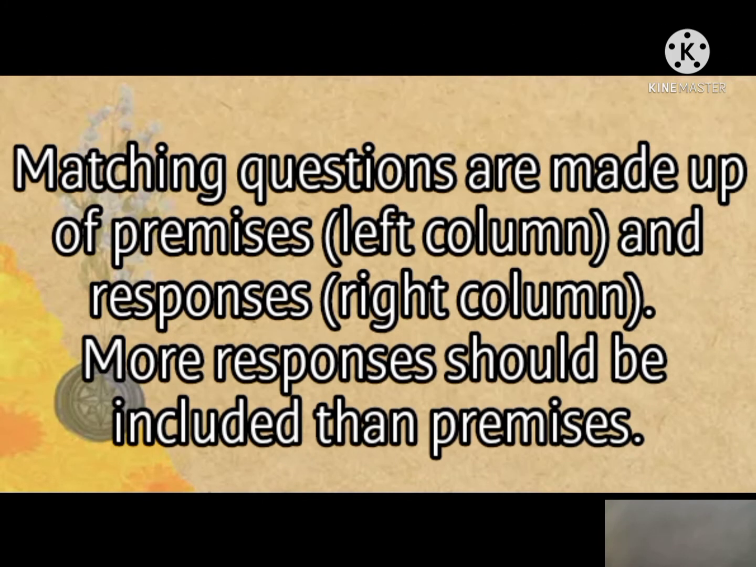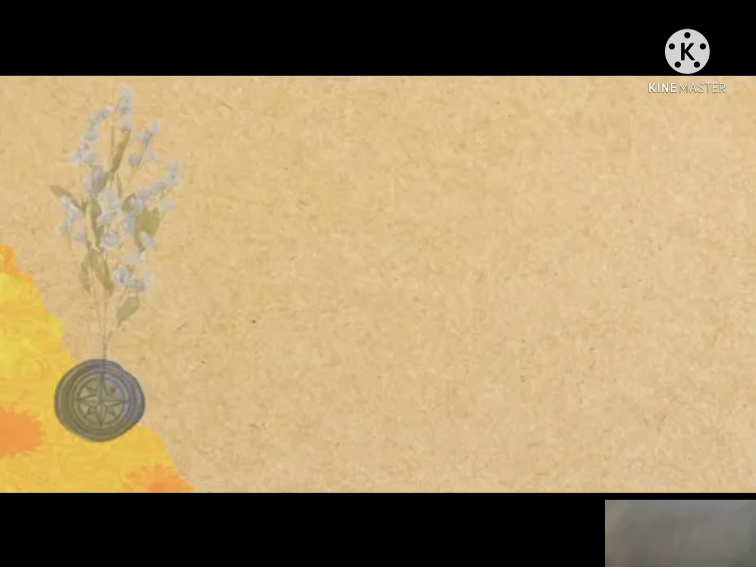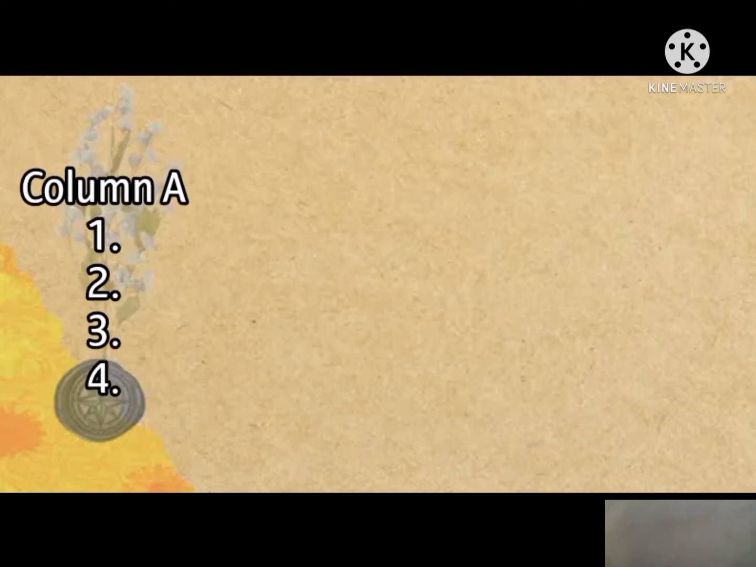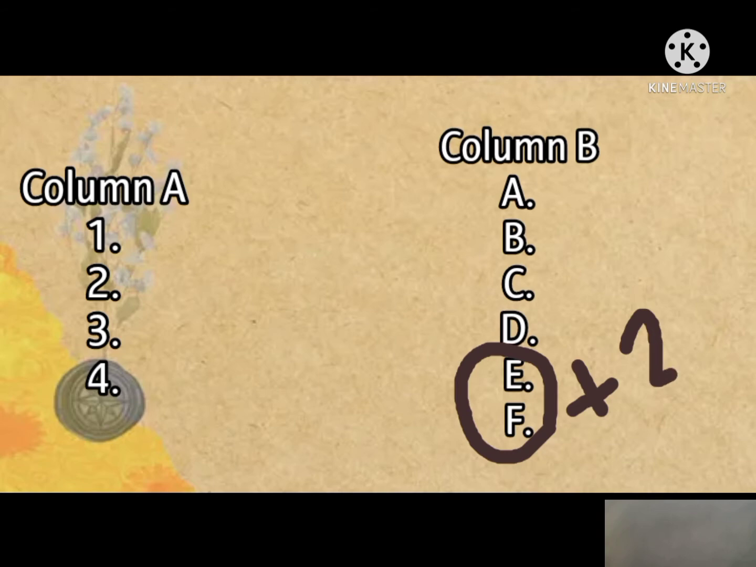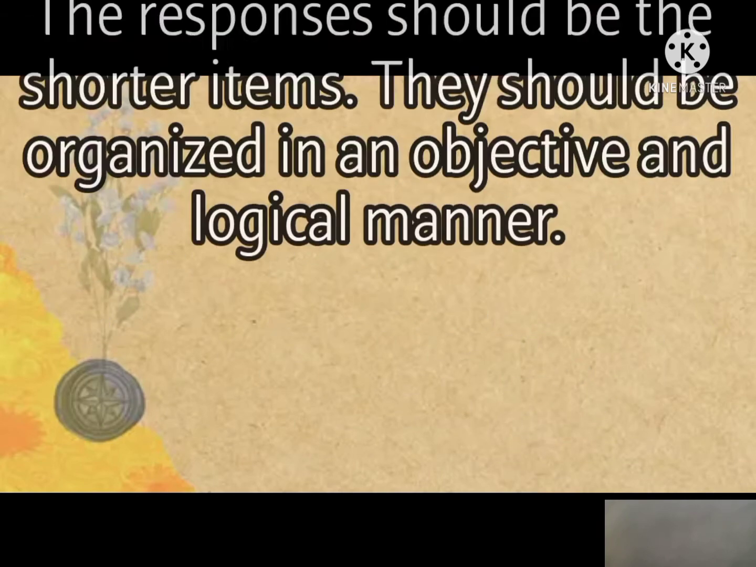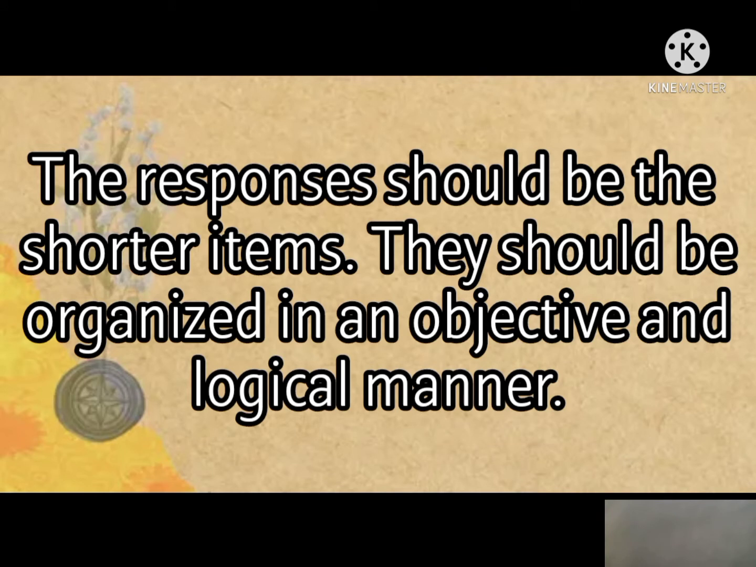Number 2, matching questions are made up of premises, left column, and responses, right column. More responses should be included than premises. For example, if you have 4 premises, you might want to include 6 responses. Number 3, the responses should be the shorter items. They should be organized in an objective and logical manner. For example, they might be organized alphabetically, numerically, or chronologically.